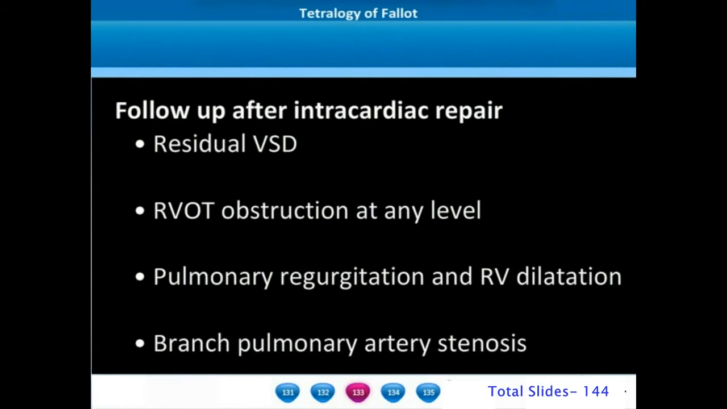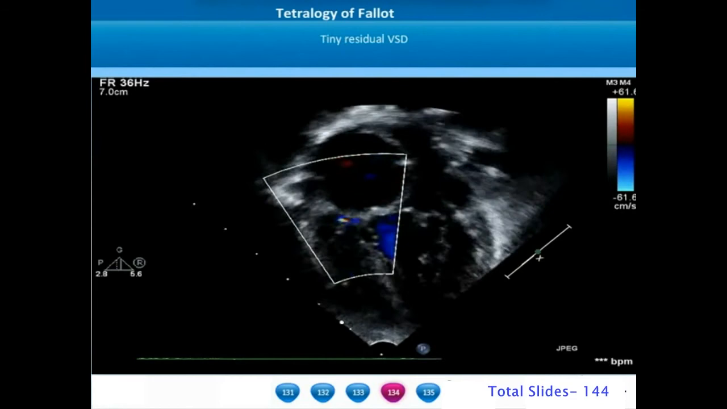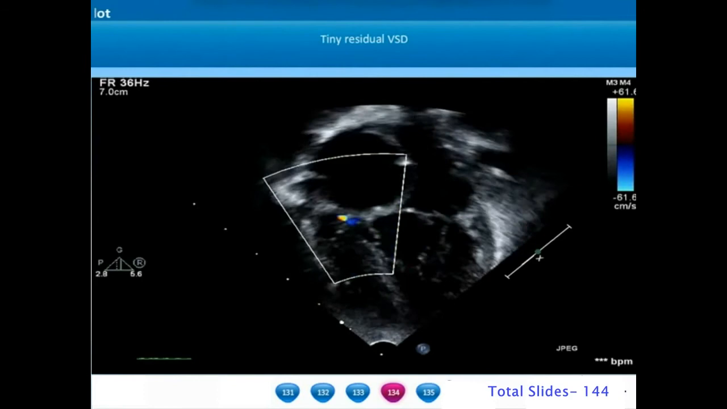After we perform a total correction, in the postoperative echocardiogram, we should look for the presence of residual ventricular septal defects, residual right ventricular outflow tract obstruction, pulmonary regurgitation and right ventricular dilatation, and branch pulmonary artery stenosis. A very tiny, hemodynamically insignificant residual ventricular septal defect along the margins of the VSD patch is quite common after tetralogy of Fallot repair, and these are of no hemodynamic significance.